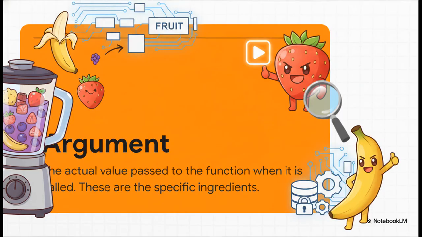Which naturally leads us to the argument. This is the actual stuff you use to fill in those blanks when you run the function. So if the parameter is the placeholder fruit, the argument is the banana and the milk you grabbed from the fridge today. It's the real, specific ingredient.